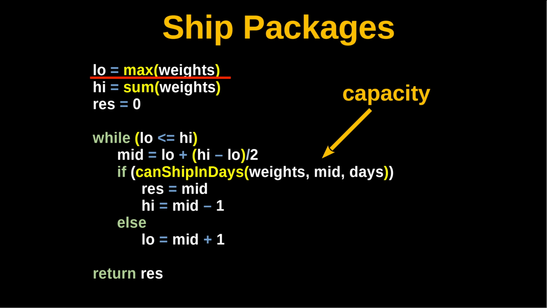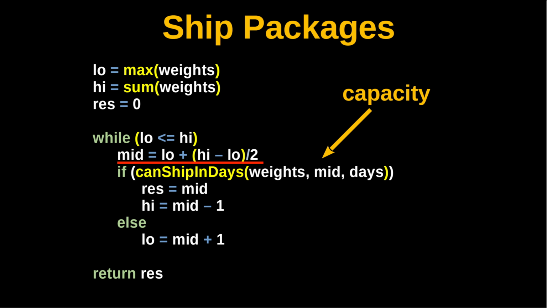The low is the maximum of the weights array, and the high is the sum of the weights array. And then we also have the res parameter. That is the response value we're going to return at the end of this function, and we're going to set that to 0. If we cannot find a capacity that can work, then we'll return this value. So again, we'll start with while low is less than or equal to high.